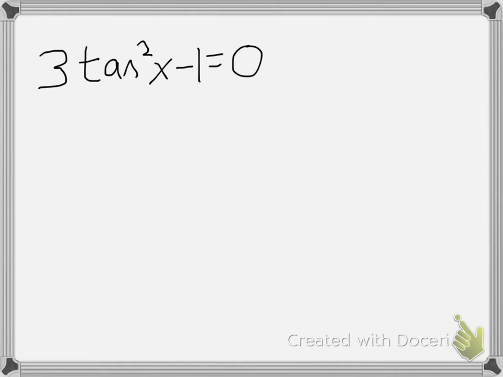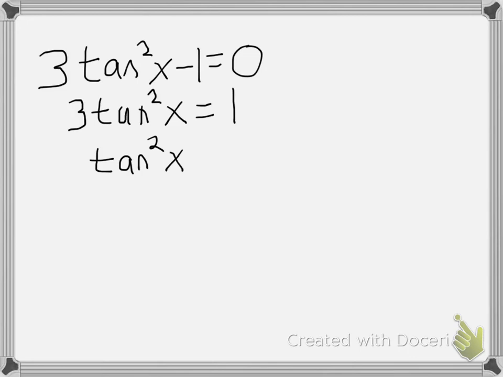So if we're going to do the isolation first, we're going to leave this 3 tangent squared of x. And we're going to add the 1, so now it equals 3 tangent squared of x equals 1. And then we're going to divide by 3. So again, we're not doing any difficult math right now. At least I hope it's not difficult. Okay? And now we have the tangent squared.